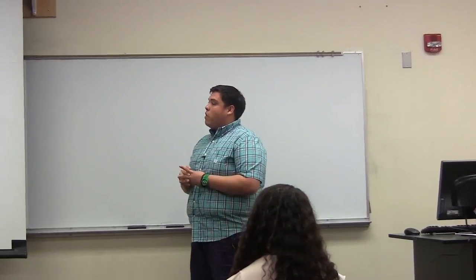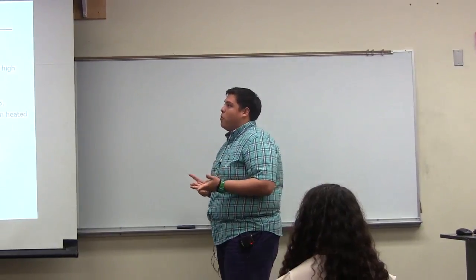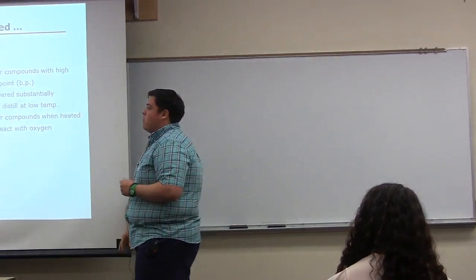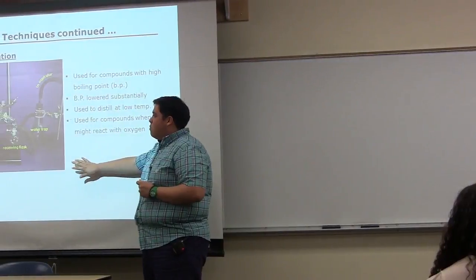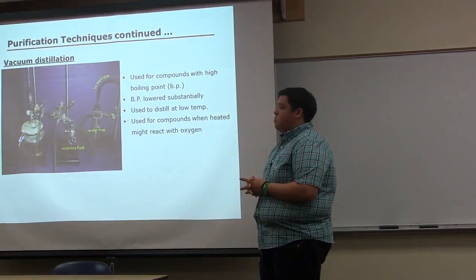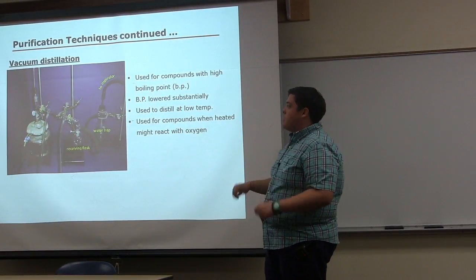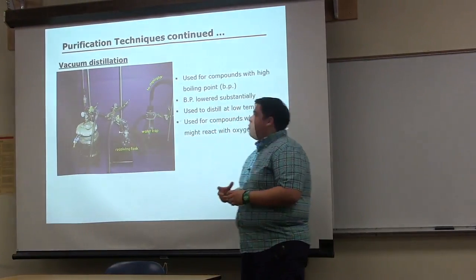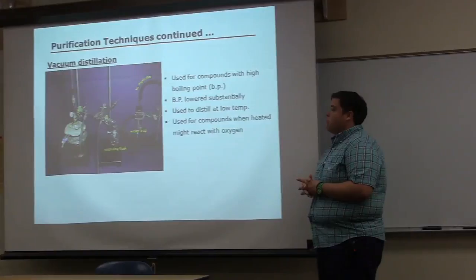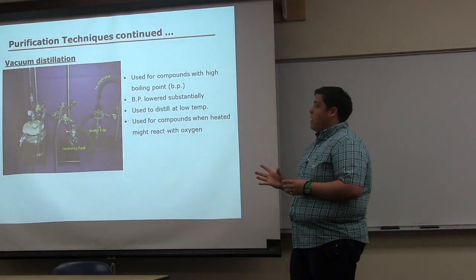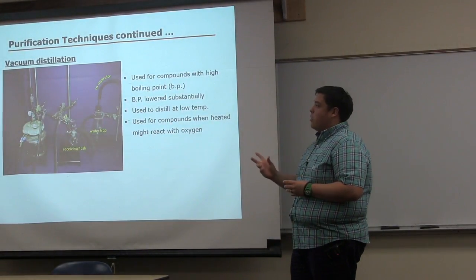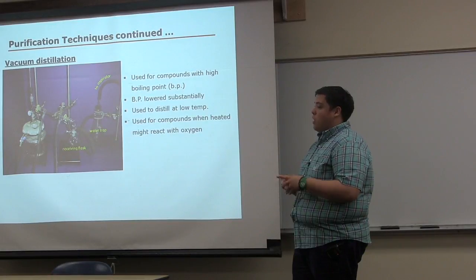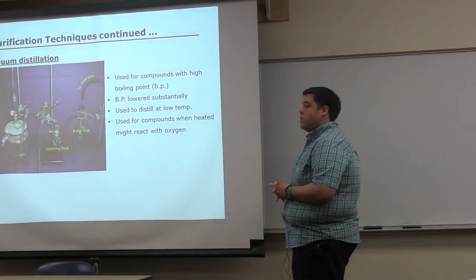Another purification technique that I've been using, when you have chemicals with very high boiling points, is vacuum distillation. With vacuum distillation, we put a vacuum on that compound. This is the general setup. We lower the boiling point of the compound, and then we use the vacuum to extract the compound from other impurities that might be in the reaction.